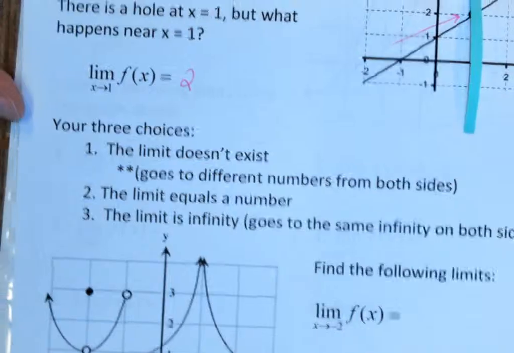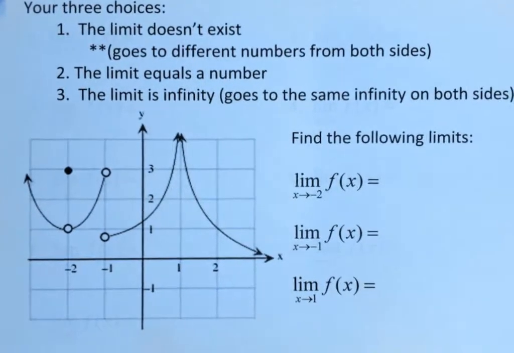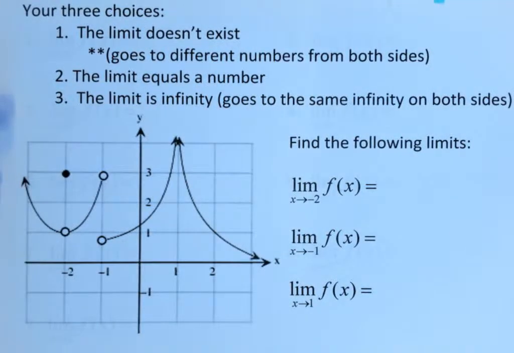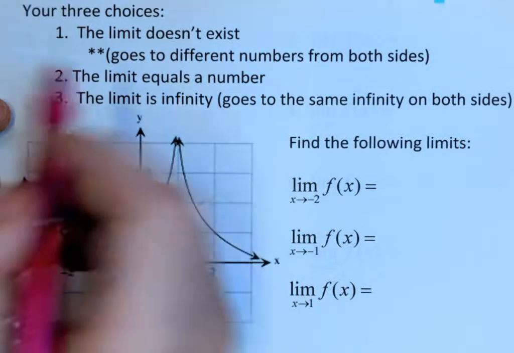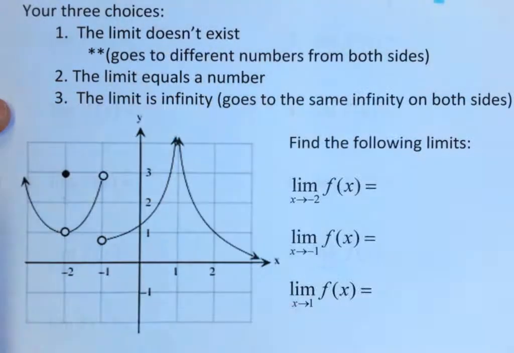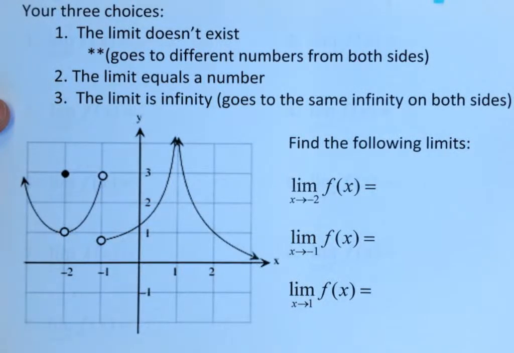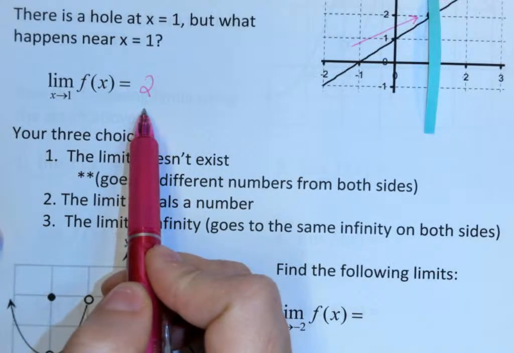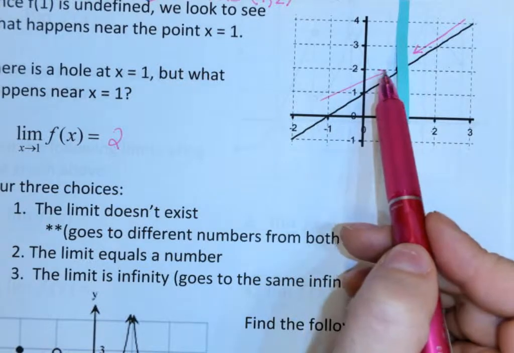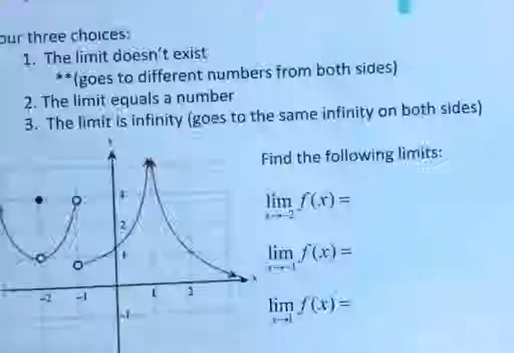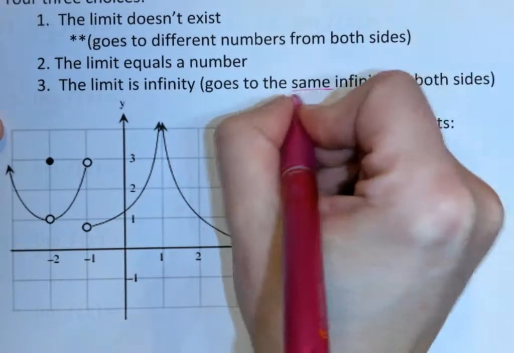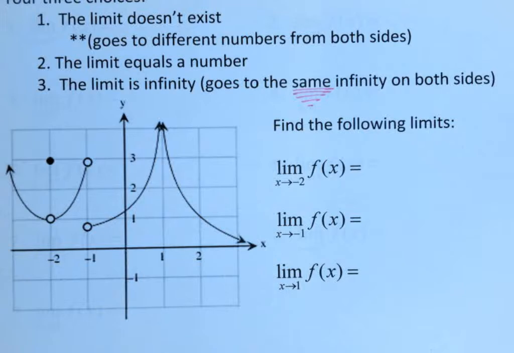So, you have three choices when we talk about limits. We can say the limit does not exist. And that's because it goes to different numbers from both sides. We can say the limit equals a number, which is what we had from right here. And that's because it comes to the same number from both sides. Or we can say the limit is infinity. And this sounds kind of weird that I'm saying this, but I do mean it. They go to the same infinity. What do I mean by the same infinity?